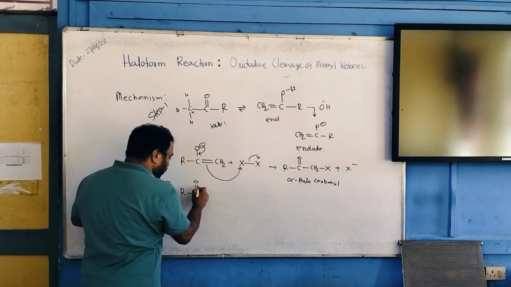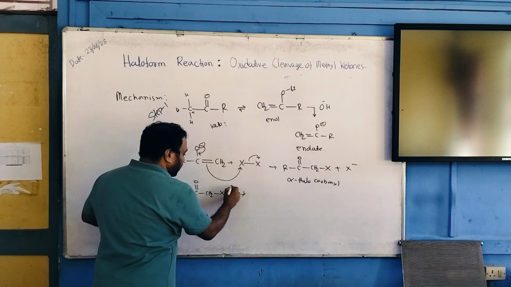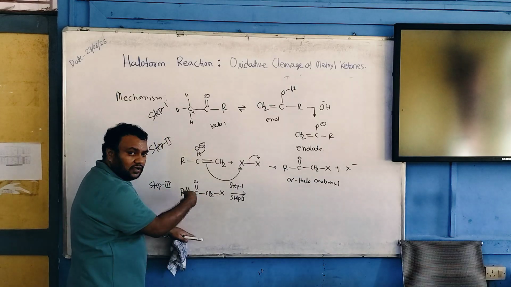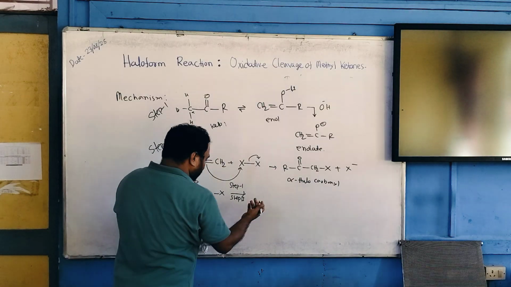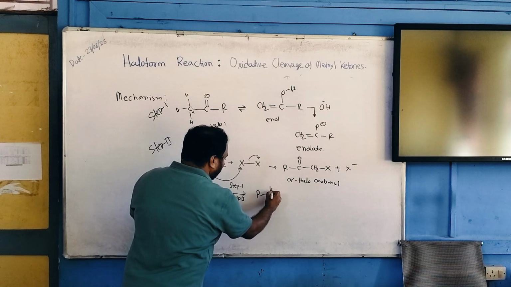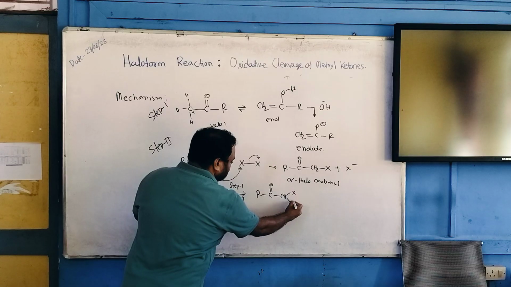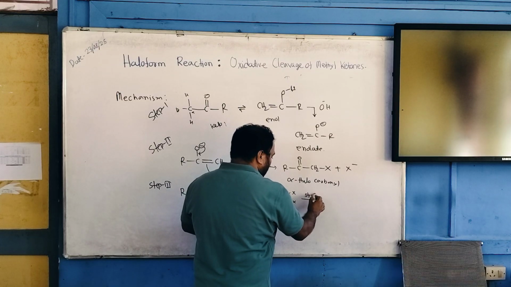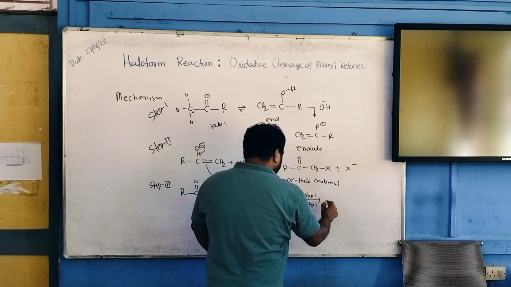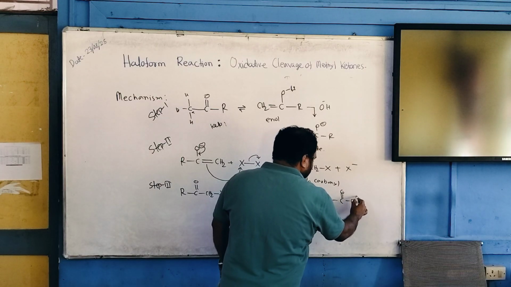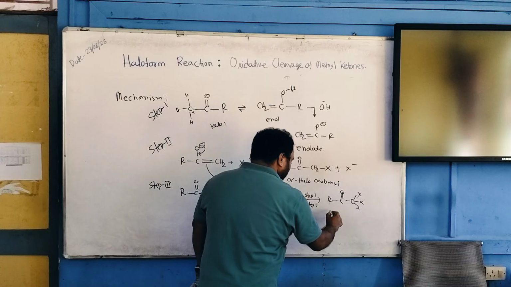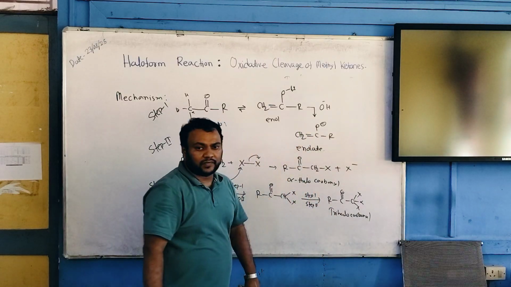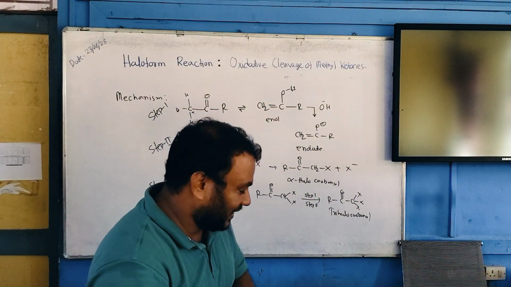So RC double bond O CH2X. Again I write step 1 and step 2: the same enolization, then attack on the halogen, halogenation. What do you get? You will get a dihalo compound, CHXX. Again step 1 and step 2. Then you will get RC double bond O CXX, a trihalocarbonyl. It's very interesting chemistry going on here.